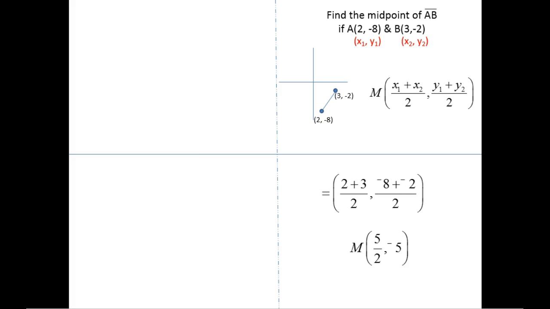So that's my midpoint. Notice how I left it in the ordered pair the whole time, and it's just an ordered pair in the end. Don't do something weird to try and combine it, because your answer's supposed to be an ordered pair.